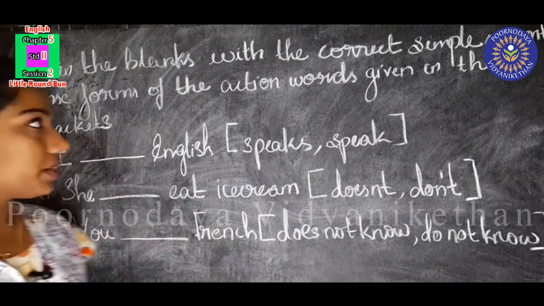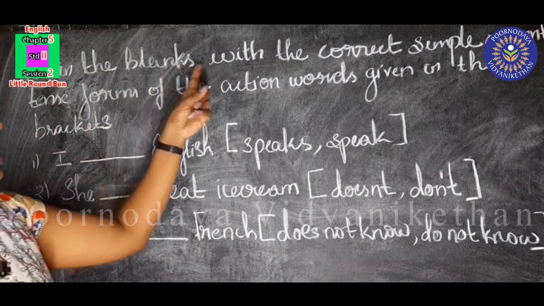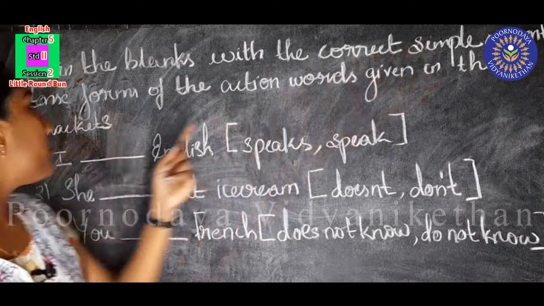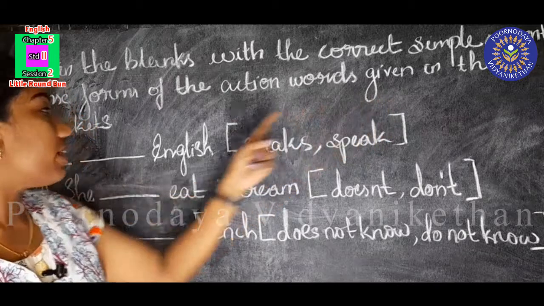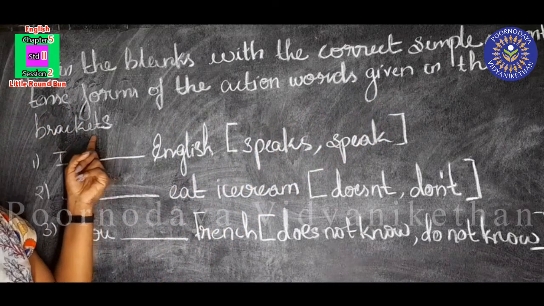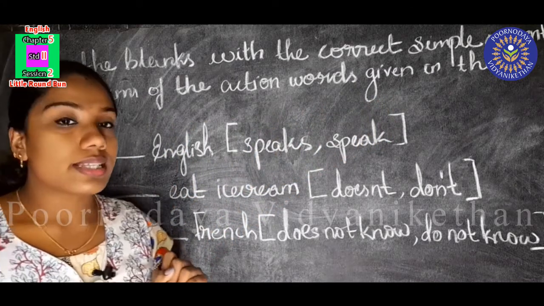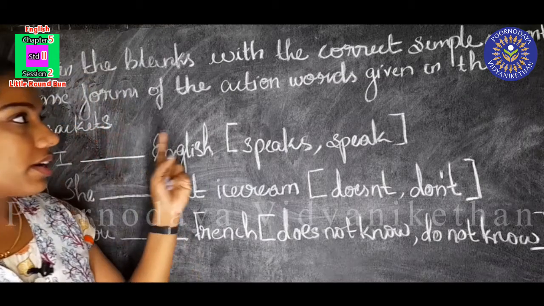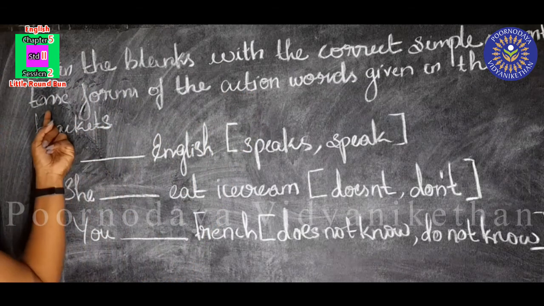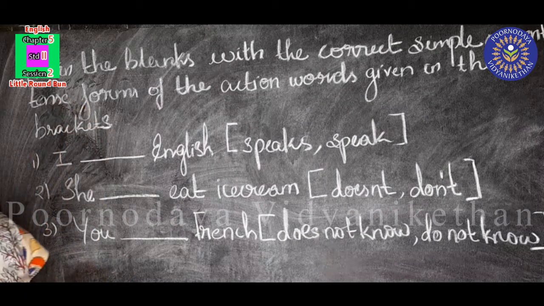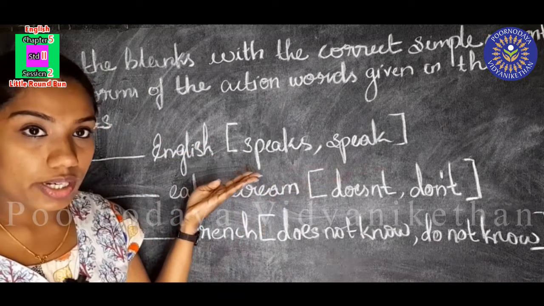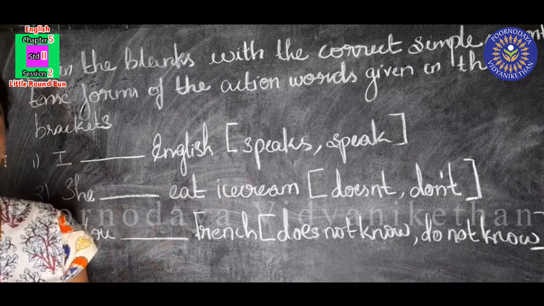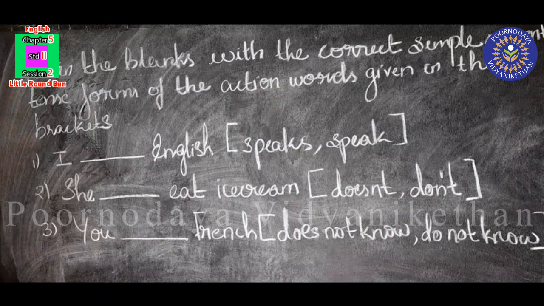Now, we are going to do an activity. Look here, children. Fill in the blanks with the correct simple present tense forms of the action words given in the brackets. We have already learned simple present tense, isn't it? We have to find out the simple present tense form of these action words and fill in the blanks. Did you understand?